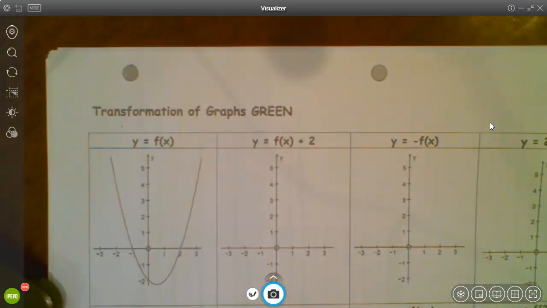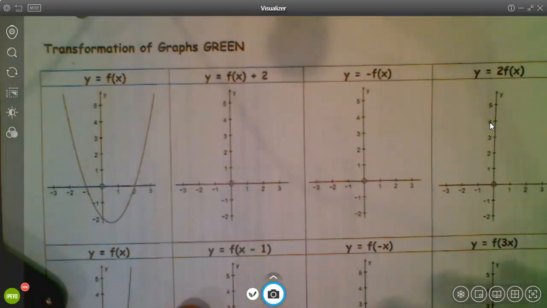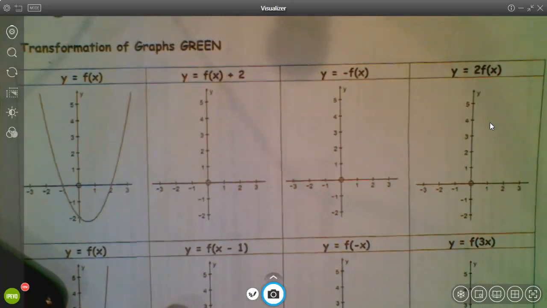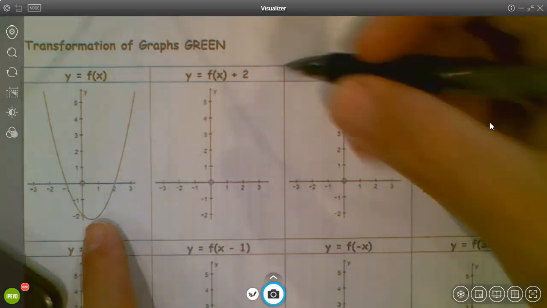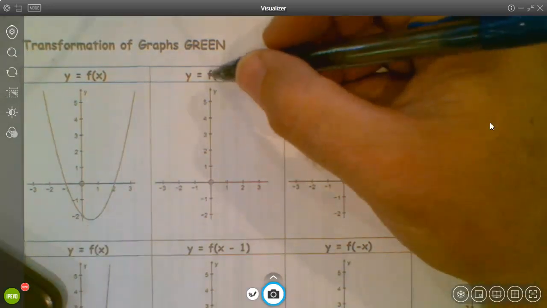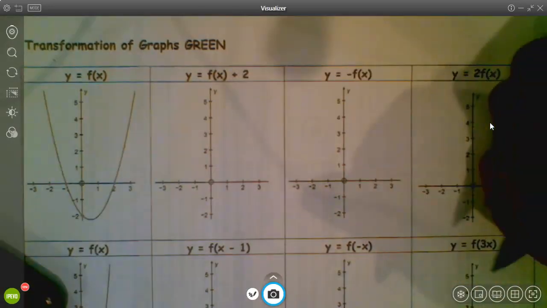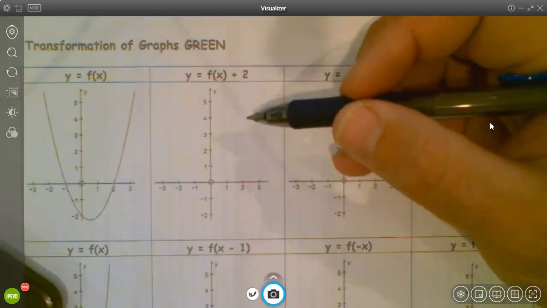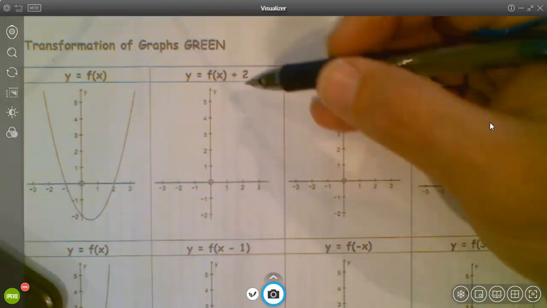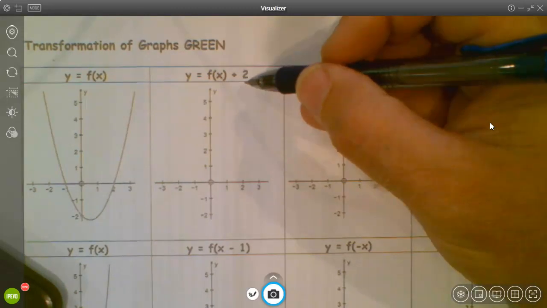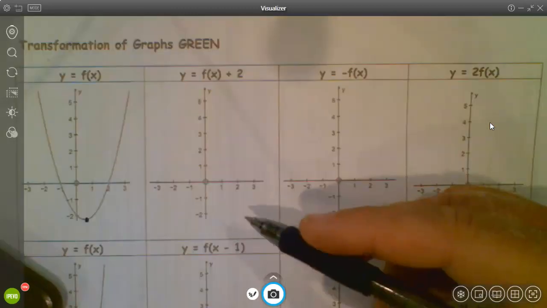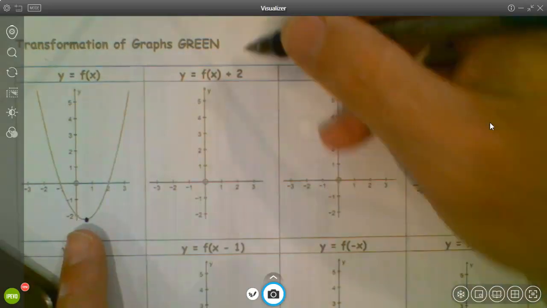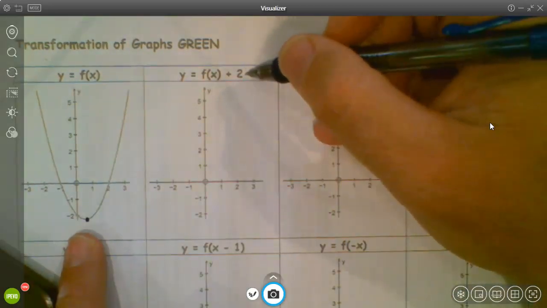Let's do some practice. Just a reminder of your basic rules that you've learned in the past. Here's the parent function. What this is telling us to do is to take that function and add 2 to it. According to the table that I showed you at the start of this video, this is not attached to x, which means it's going to affect my graph up and down. It's +2, so it's simple. What they want us to do is take this graph and shift it up 2.